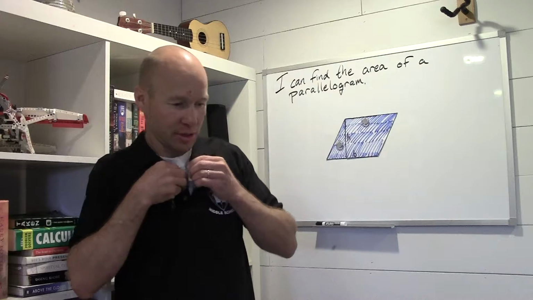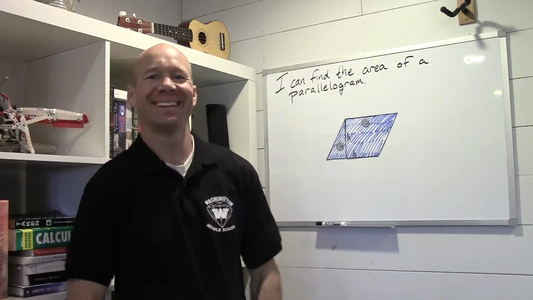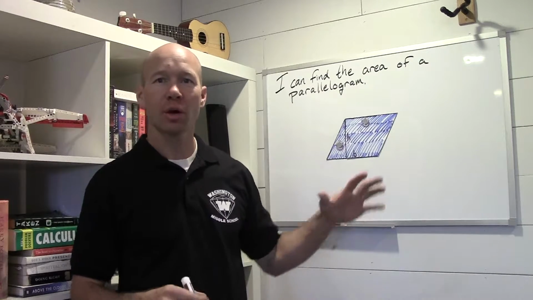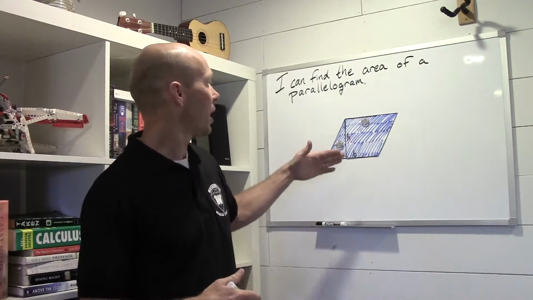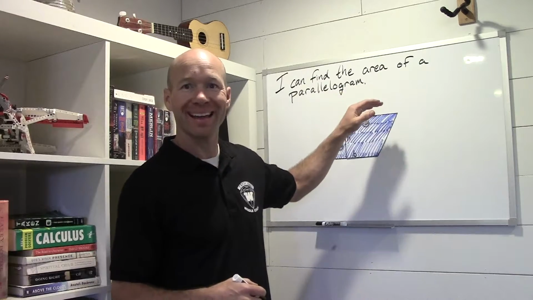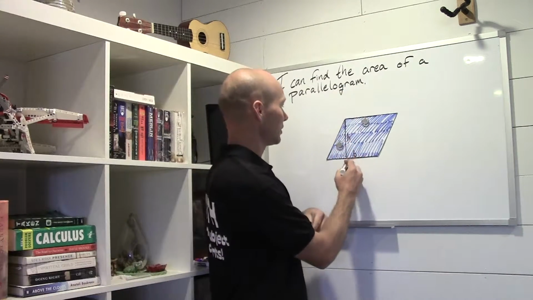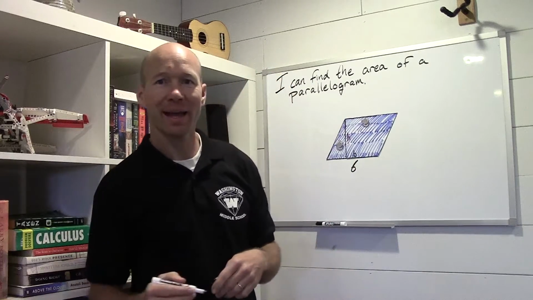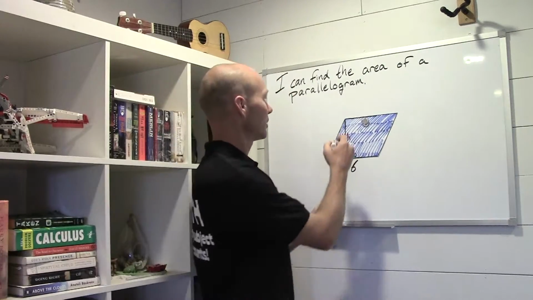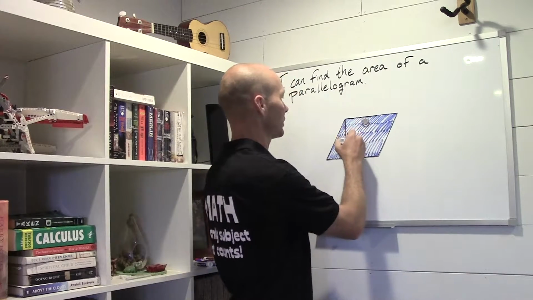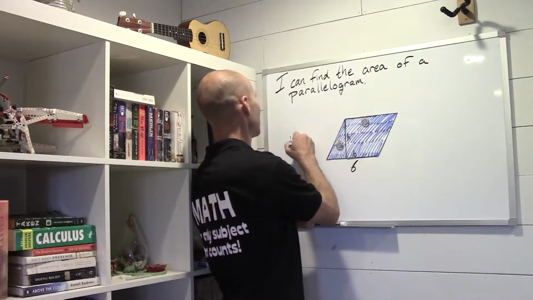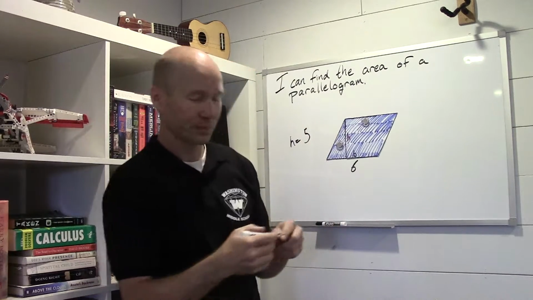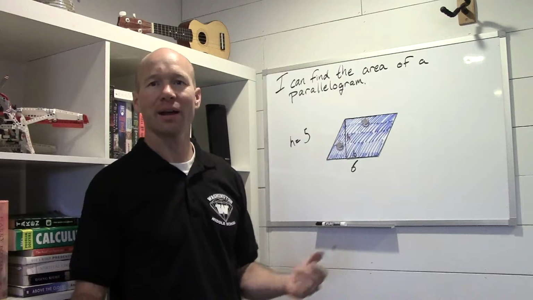Today we are going to find the area of a parallelogram. So, we've got a parallelogram here. It has, let's say, a base of 6 and a height of, I'm going to say this, h equals 5. Okay, a base of 6 and a height of 5.